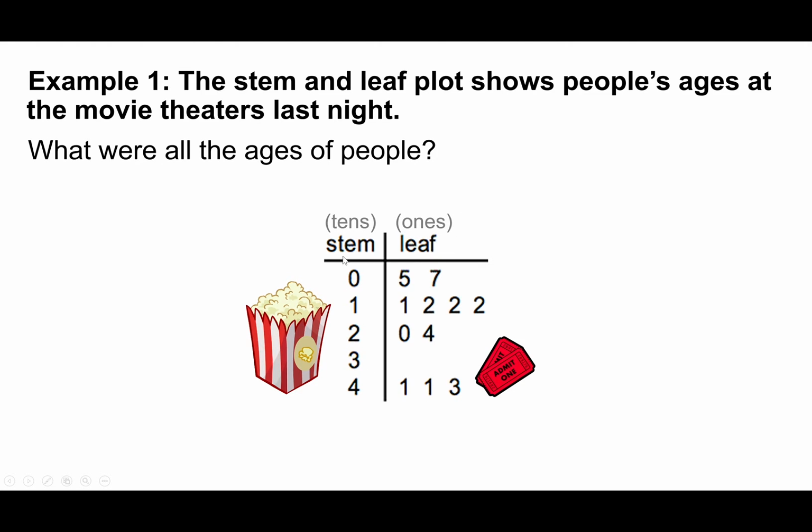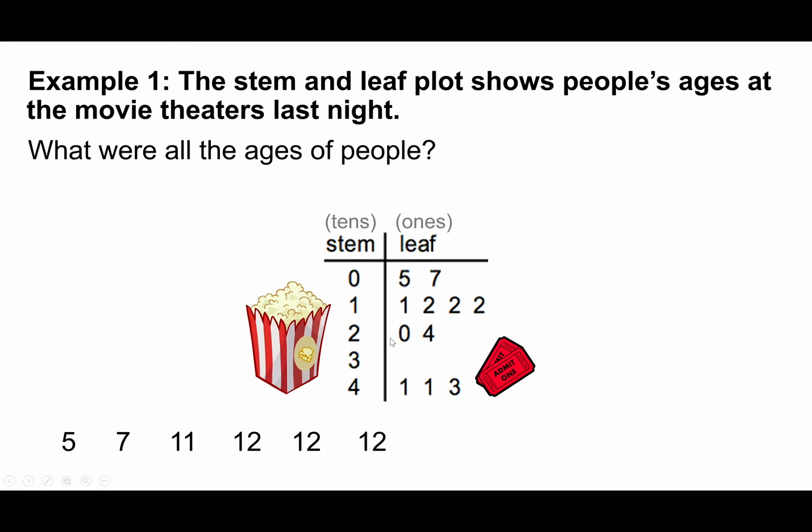So if I were to read the stem and leaf plot, right here, this is a 0 and this is a 5. So that means that a person there was 5 years old. The next person is 0 and then 7, that's 7 years old. Now we move down to the second row, and we say, oh, this is 1 and 1, so that's 11. 1 and 2, that's 12. 1 and 2, that's another 12, and another 12.